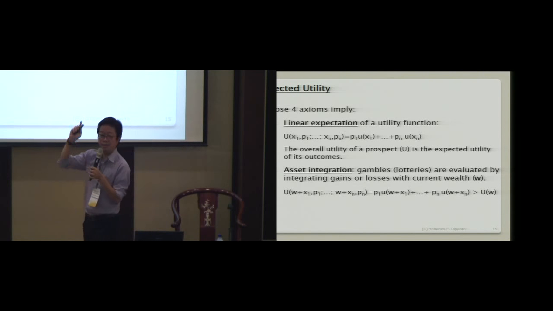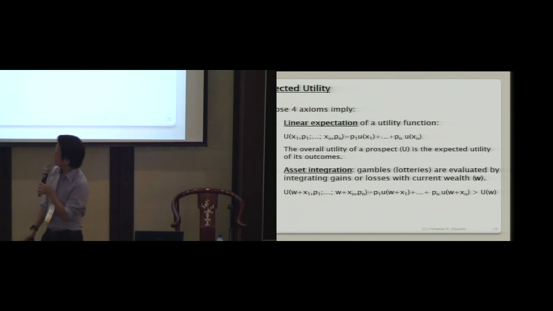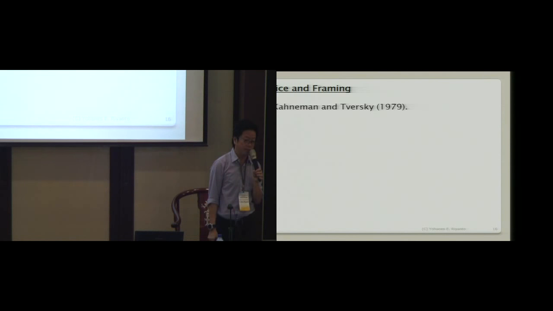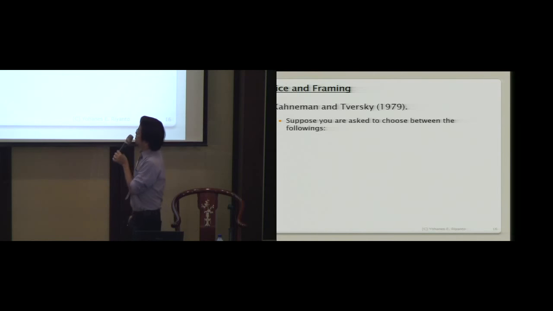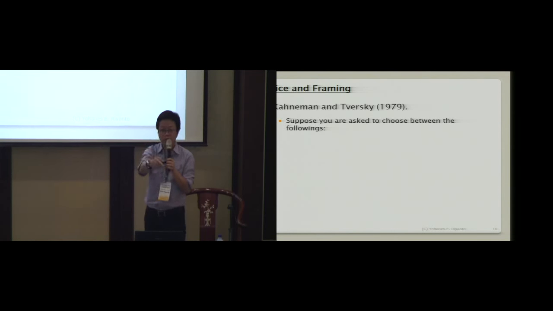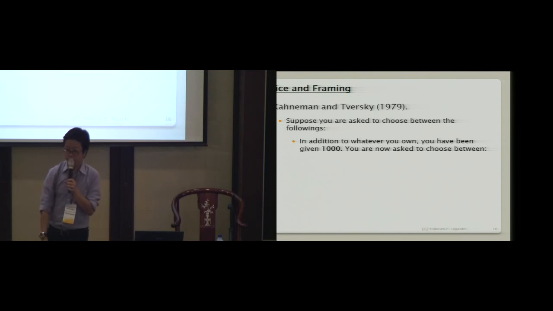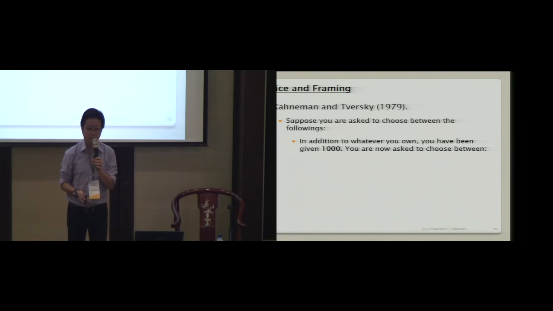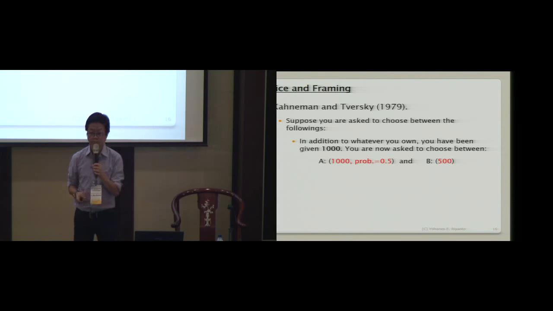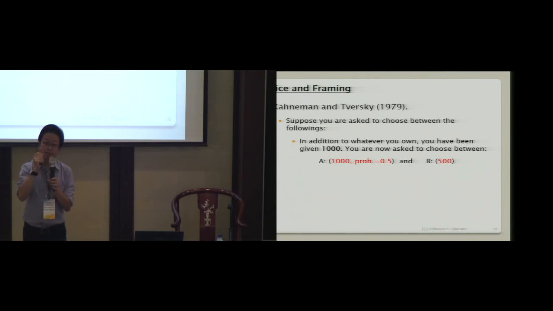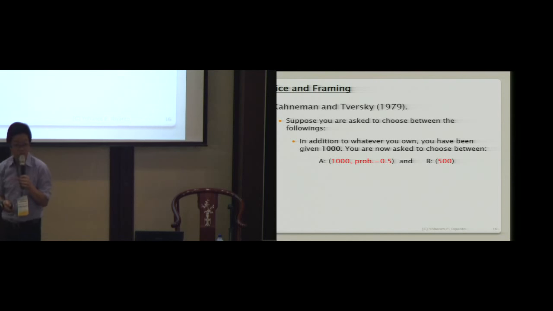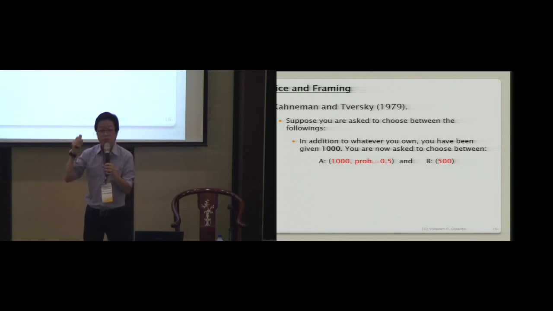So let's evaluate whether this is satisfied in the real world. This is an experiment by Kahneman and Tversky in 1974. Suppose you are asked to choose between the following. A variant of this was shown by Jack earlier. In addition to whatever you own, you are given $1,000. Someone gave you $1,000. Then you are asked to choose between option A or option B. In option A, you have a 50% chance of getting another $1,000, and with the remaining 50% chance you get nothing and stay with $1,000. So you either get 1,500 or 1,000. Or in option B, you get 500 for sure.